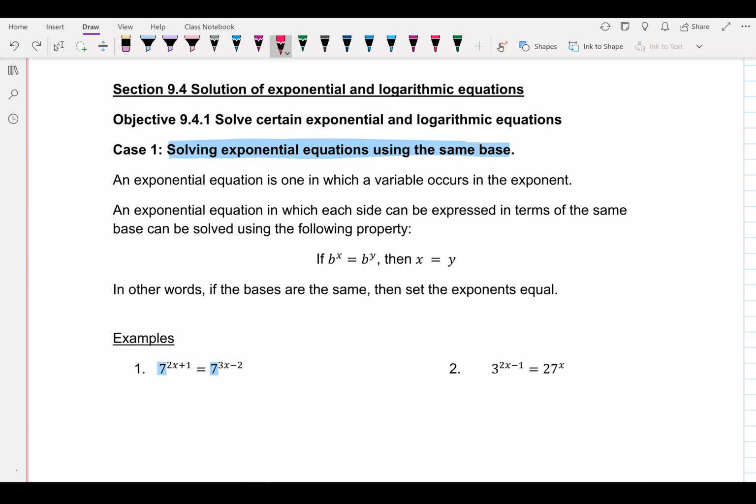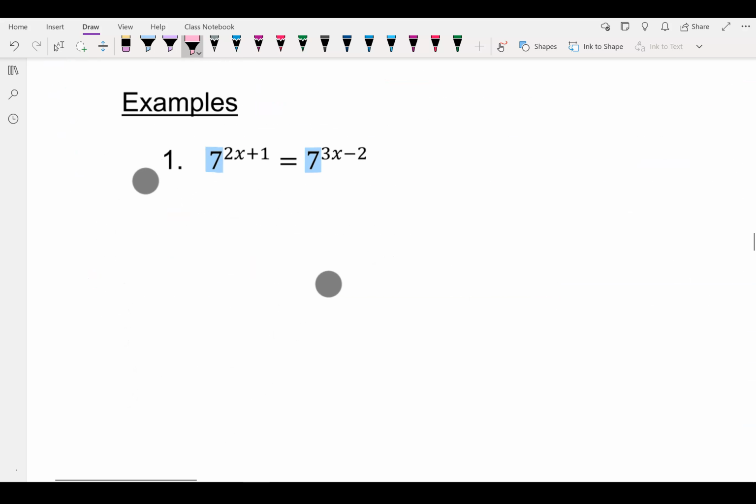The reason it falls apart pretty quickly is it says, an exponential equation in which each side can be expressed in terms of the same base can be solved using the following property. If b to the power of x equals b to the power of y, then x equals y. Or in other words, and this is really what you should be taking away from this, if the bases are the same, set the exponents equal to each other. That's going to help us a lot. Let me show you how it works. Let's jump right into it.